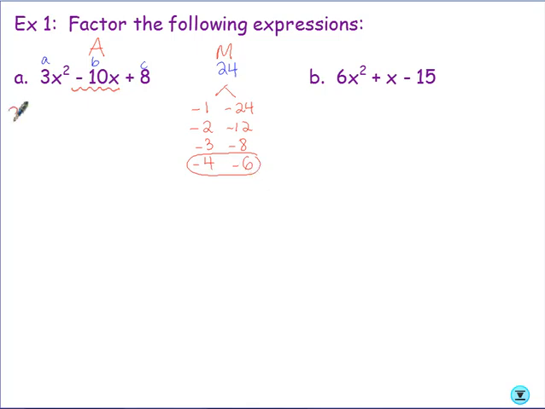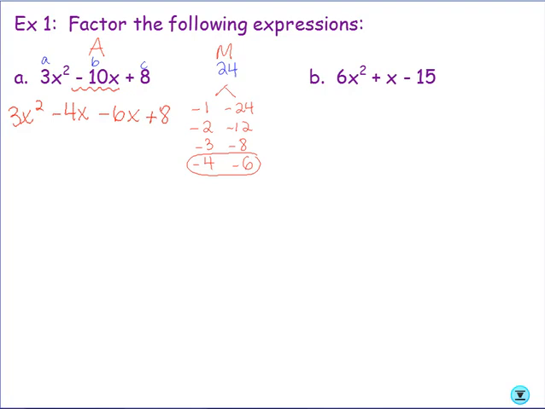So the 3x squared is not going anywhere. And the 8 is not going anywhere. The negative 10x is gone. The two numbers we just found are replacing it, but because we're taking out an x, they both have x's. It is now minus 4x and minus 6x. What we did was we took the middle part and we split it apart. We haven't changed the problem, we just split it up.